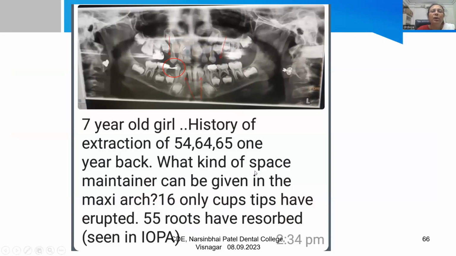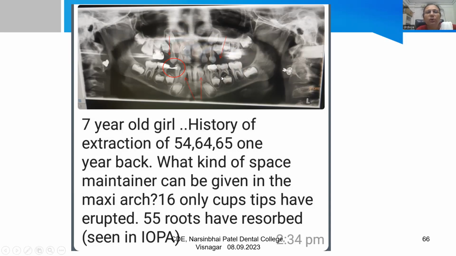Some cases: a 7-year-old with a history of extraction of 74546465 one year back. What kind of space maintainer can be given in the maxillary arch? The patient is asking; this is a page from Facebook. With only the first molar cusp descent, you see the lateral incisors are erupting and now there is no room for the canine to move distally. In both cases, what has happened? There is a space loss, and the lateral incisors are getting impacted. They are not able to erupt.